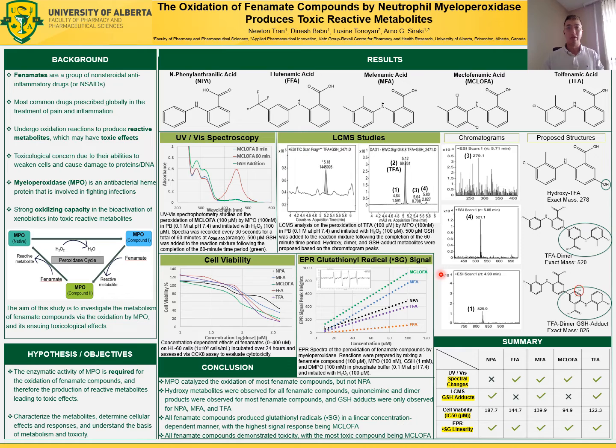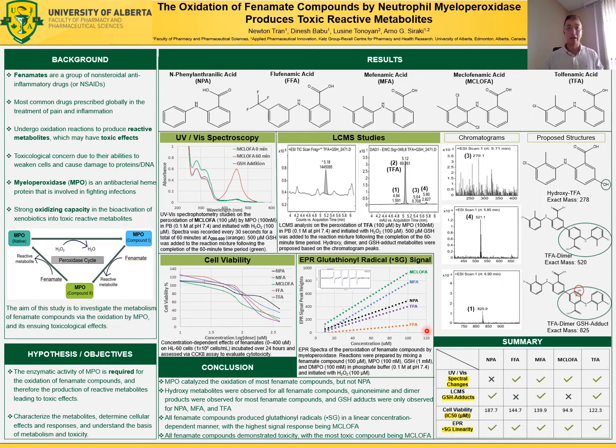We then looked at electron paramagnetic resonance studies, or EPR, to assess the formation of any glutathionyl radicals. The reactive metabolites oxidize GSH, forming a GS radical, which can be trapped using a spin trap reagent such as DMPO. In this figure, we see that all Fenamate compounds produce GS radicals in a linear dose-dependent manner at different rates, with meclofenamic acid having the highest signal response and flufenamic acid having the lowest signal response.